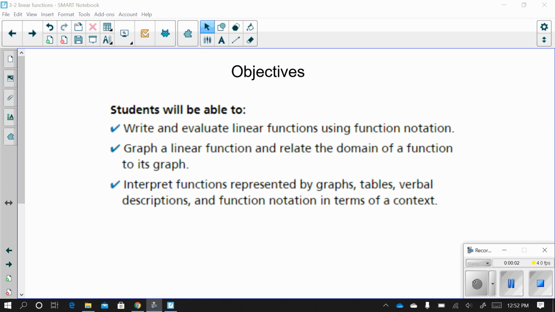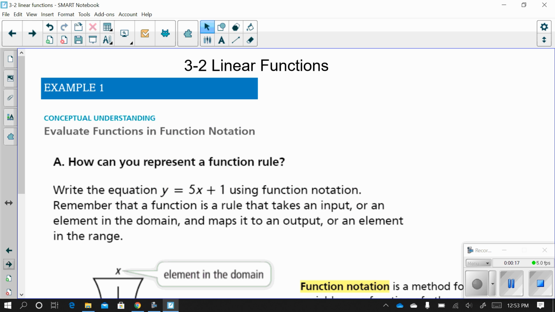Hey guys, moving on to 3.2 today. So today we're going to write and evaluate linear functions using function notation. Okay, we're going to graph some again and talk about the domain. And then we're going to interpret functions represented by graphs, tables, verbal descriptions, and function notation. Okay, so this is 3-2 linear functions.